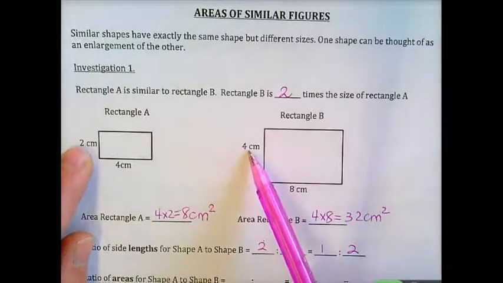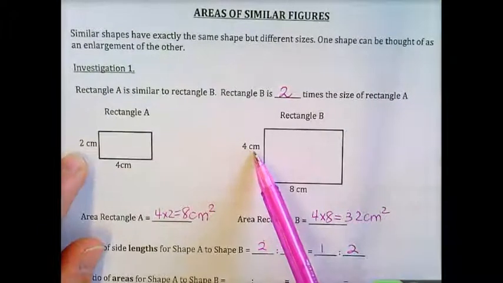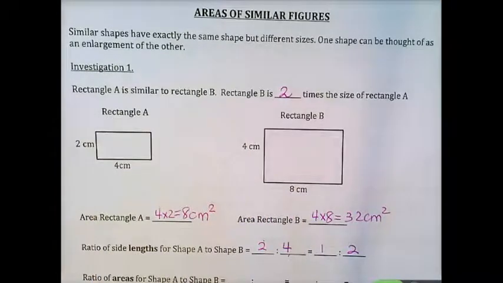Because when I look at two sides that match, ratio of side lengths. Now, girls, the ratio of the areas. What's the area of shape A?